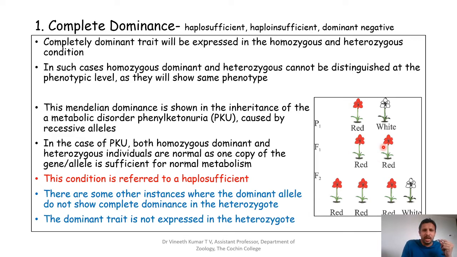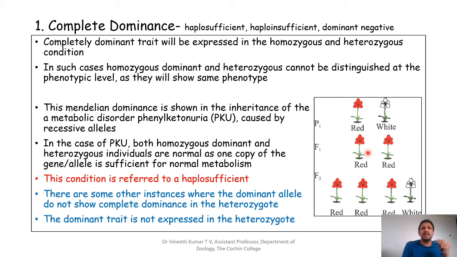In such cases, the homozygous dominant and heterozygotes cannot be distinguished at the phenotypic level. As you see here, you cannot distinguish this red from this red. Both are the same according to the phenotype. Only the genotype is different. If you see the genotype, there is a difference. This will be homozygous dominant with two capital R's, and this will be different, having a capital R and a small r, but phenotypically both will have the same phenotype, which is red.